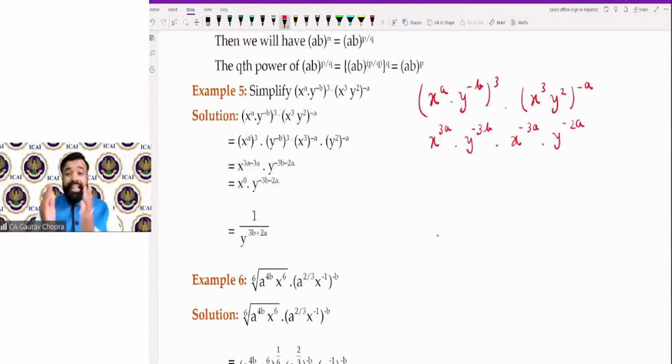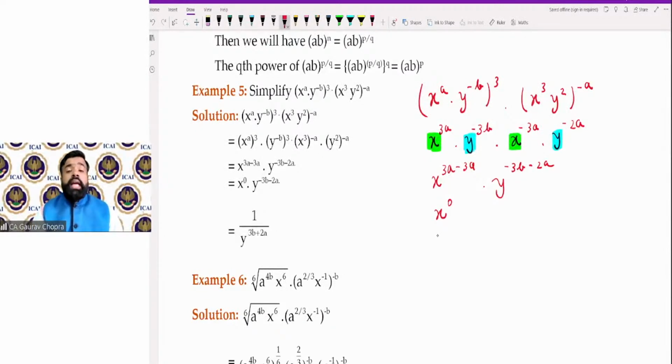Now we have to bring the powers together. So base of x is same. So these two will come together. So x to the power of 3a and minus 3a. Other y and y base is same. So we can bring the powers together. So y to the power of minus 3b and minus 2a. So it is becoming x to the power of 0.